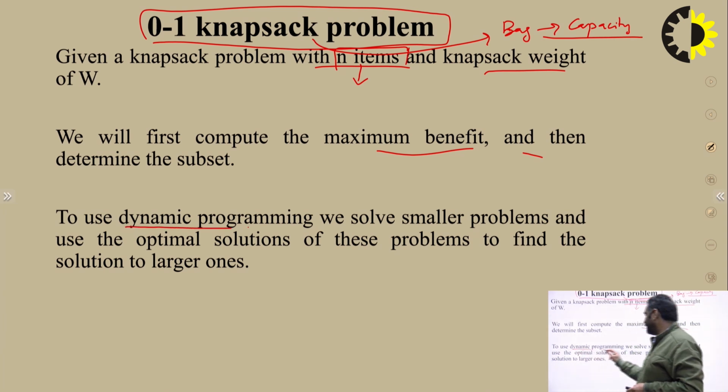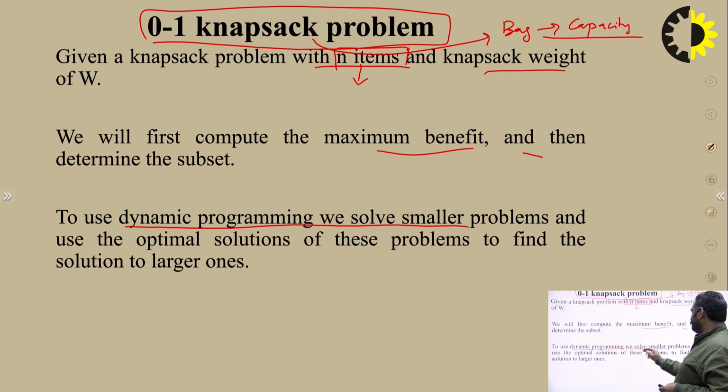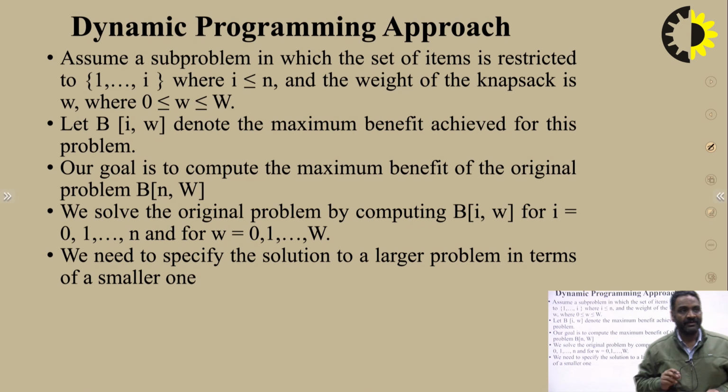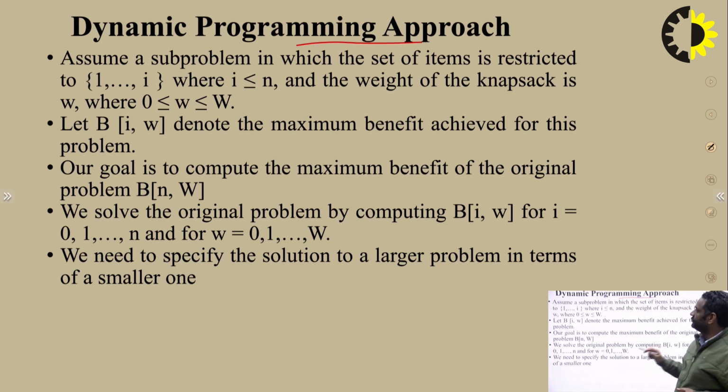To use dynamic programming, we solve smaller problems and then use the optimal solutions of these problems to find the solution of larger ones. This is the nature of dynamic programming. So let's see how we can solve this one. This is the structure of the dynamic programming approach.